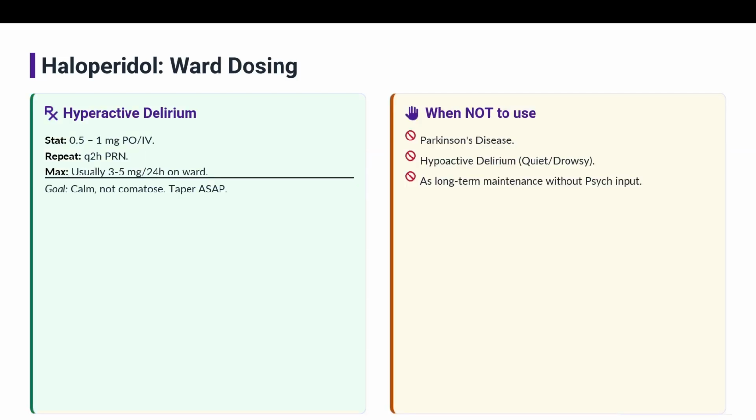So what dosing? 0.5 to 1 milligram orally or IV. Repeat every second hourly SOS, that is, whenever necessary. Maximum, you can go up to 3 to 5 milligrams per 24 hours on the ward. The goal is to calm the patient and not to make the patient comatose. Taper as soon as possible. Always avoid usage in Parkinson's disease and hypoactive delirium, that is, quiet and drowsy patients. Avoid maintenance without psychiatric input for haloperidol.